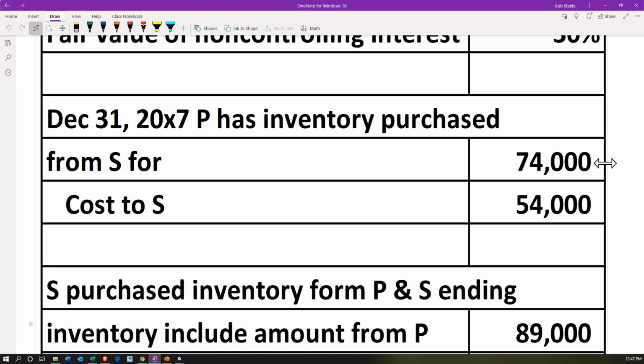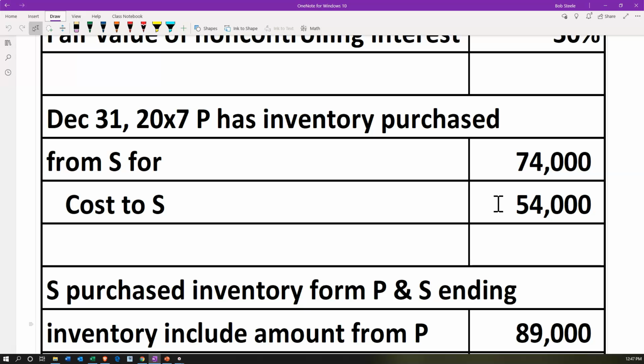P, or the parent company, has inventory purchased from S for 74,000. So that means P has the inventory on the books, which means S sold it to P. So we had S selling to P, which is going to be an upstream transaction for the inventory. This is what remains on P's books. It has not been sold, it is still in ending inventory. It's on the books at what they purchased it from S for, the transfer price, and this is S's original cost.